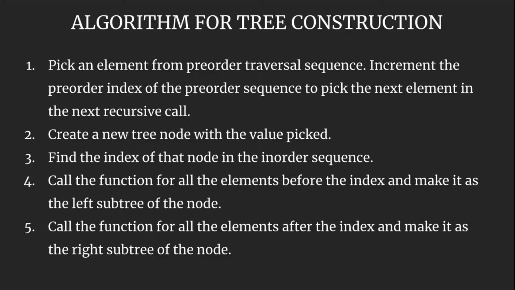So first we pick an element from the pre-order traversal sequence, then we increment the pre-order index to pick the next element in the next recursive call. The next step is to create a new tree node with the value picked from the pre-order sequence. Then we find the index of that node in the in-order sequence. Then we call the function for all the elements before the index and make it the left subtree of the node. And again we call the function for all the elements after the index and make it the right subtree of the node. So let's now jump onto the programming part and see how we can implement it.